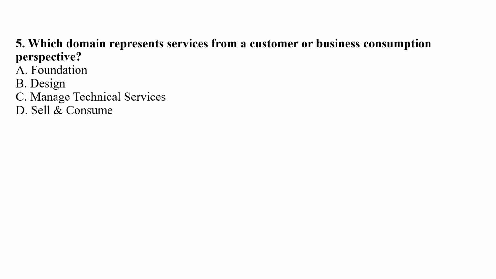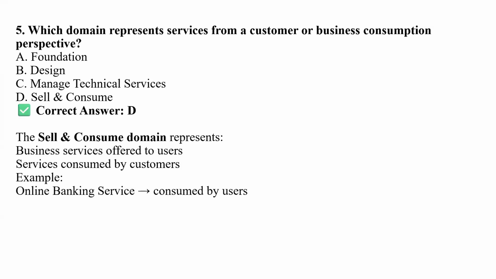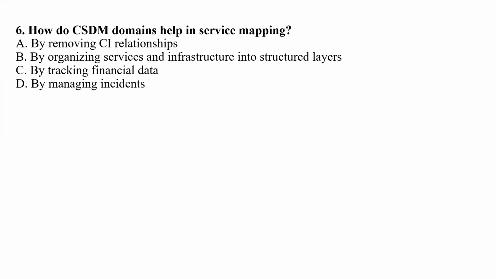Next question. Which domain represents services from a customer or business consumption perspective? Option A, foundation. Option B, design. Option C, manage technical services. Option D, sell and consume. The correct answer is sell and consume, option D. The sell and consume domain represents business services offered to users, services consumed by customers. Example, an online banking service is consumed by users. So end users belong to the sell and consume domain.